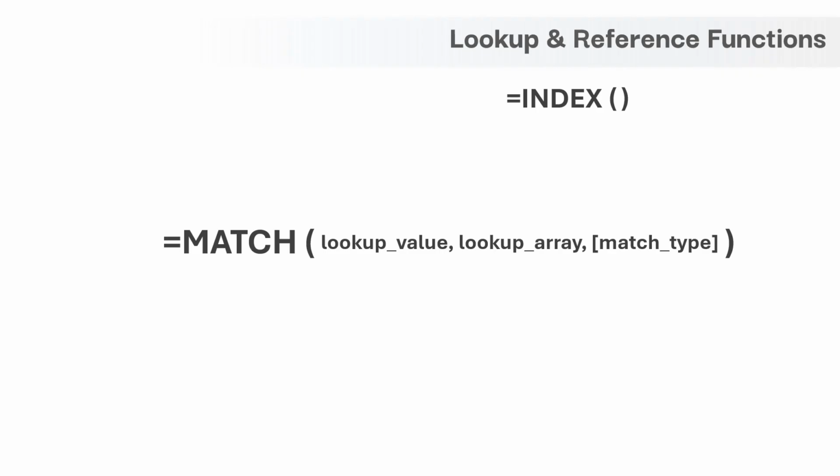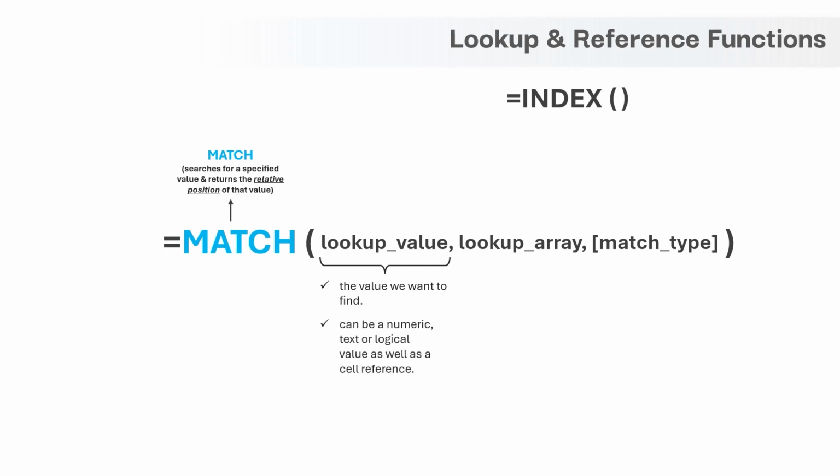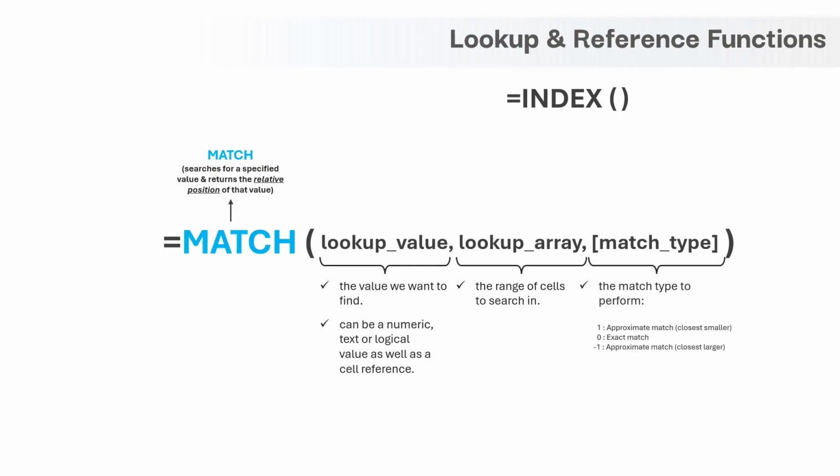Let's try to break it down. The function name match is meant to search for a specified value and return its relative position, either row number or column number. The first argument is obviously a lookup value, a value we want to find, and it can be numeric, text or logical value, or even a cell reference. Lookup array is the range of cells where input value needs to be searched, and finally the match type will perform the type of search.